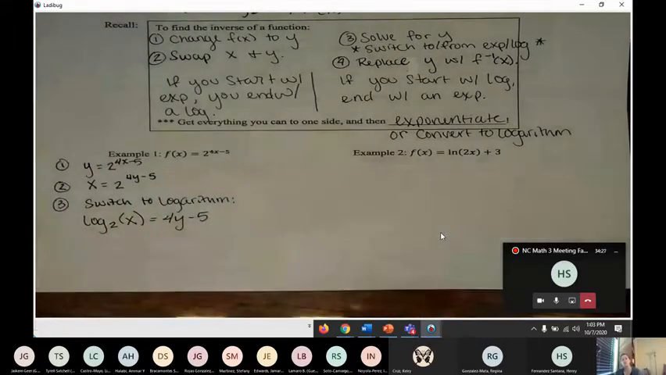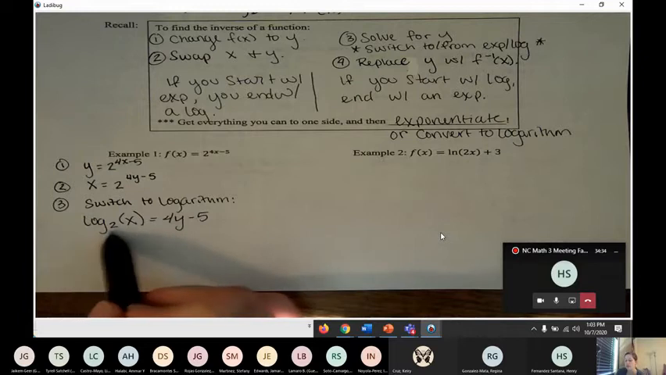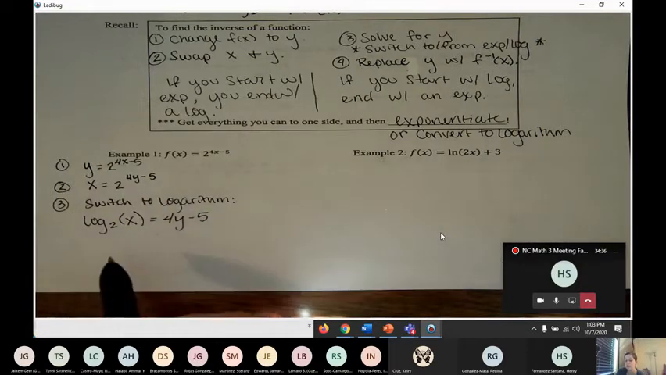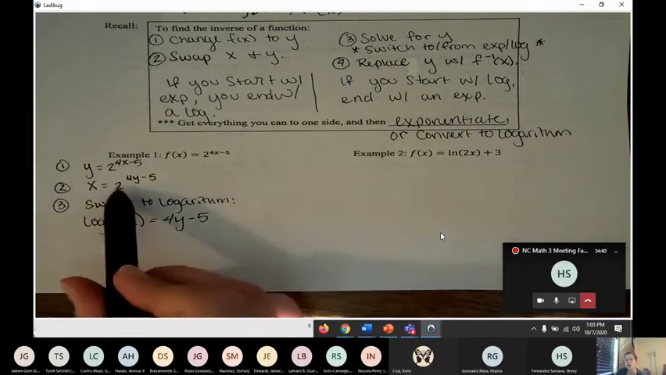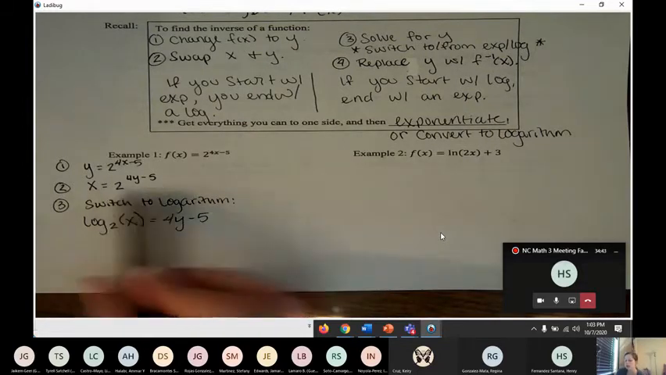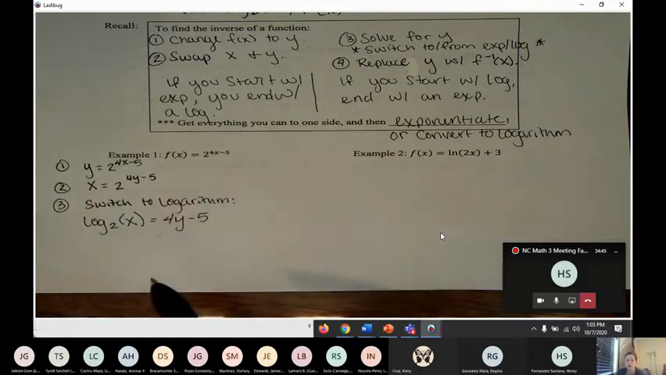If all that switching is confusing to you, you can also think of it as taking the logarithm with the same base of each side. So on the left, we took the log base 2 of x. On the right, the logarithm cancels out with the exponent and leaves us just with the exponent of the exponential function.